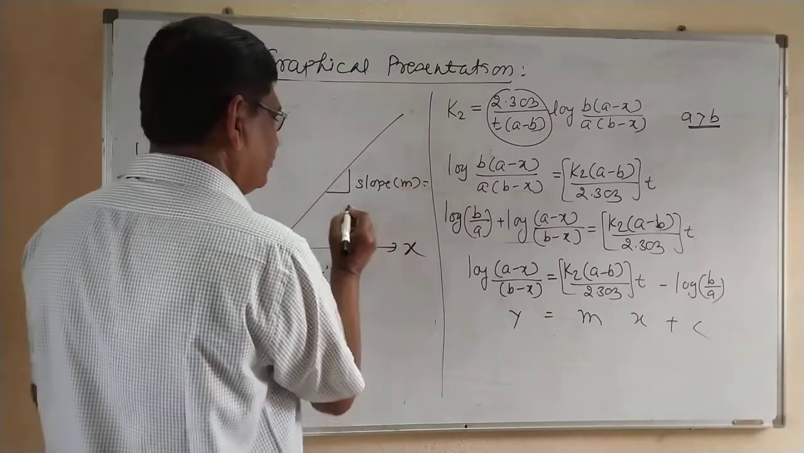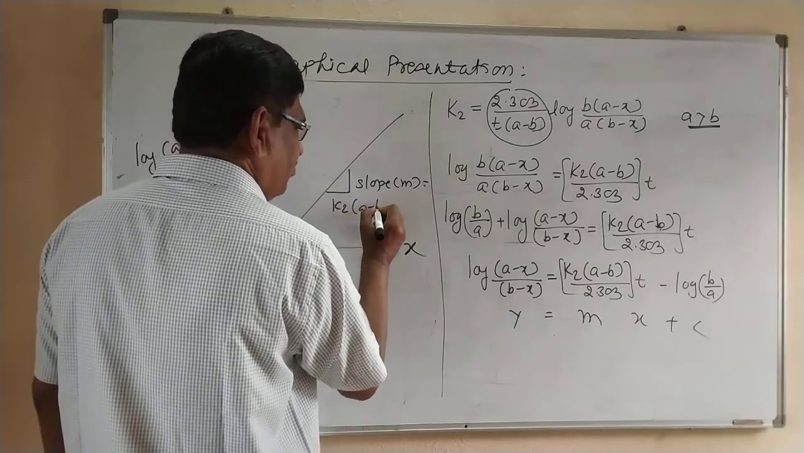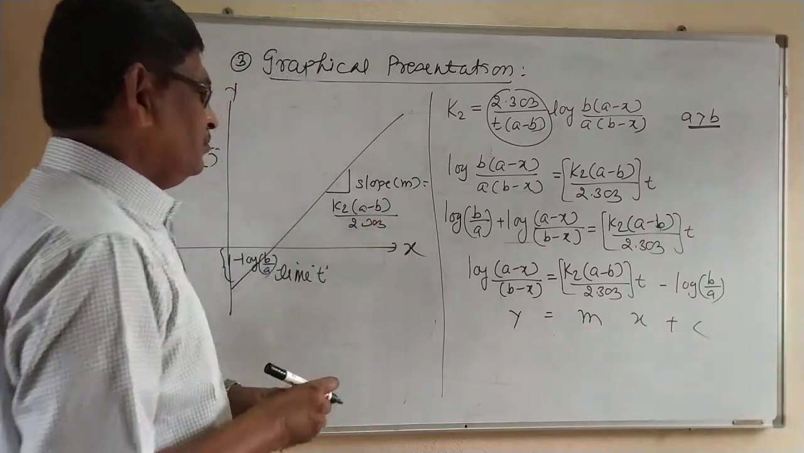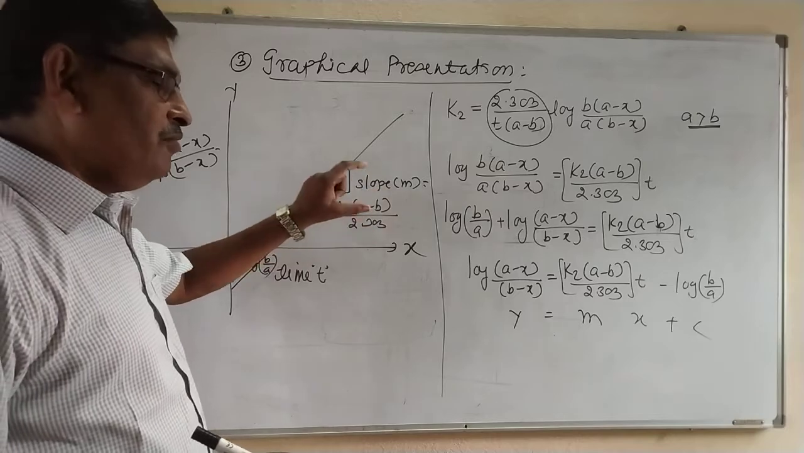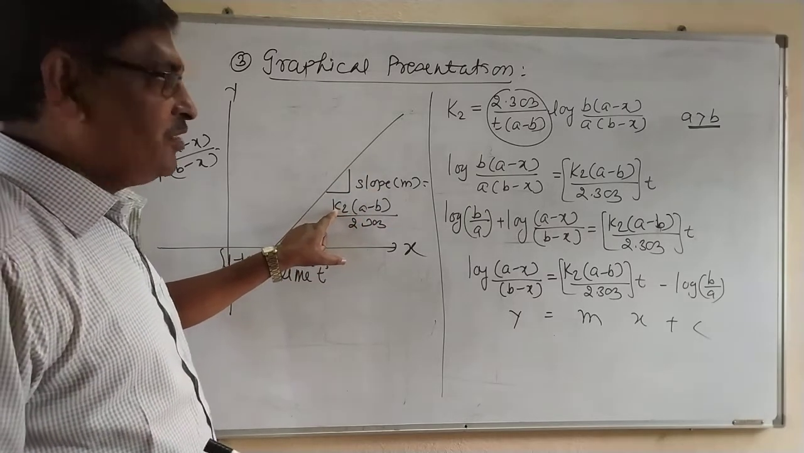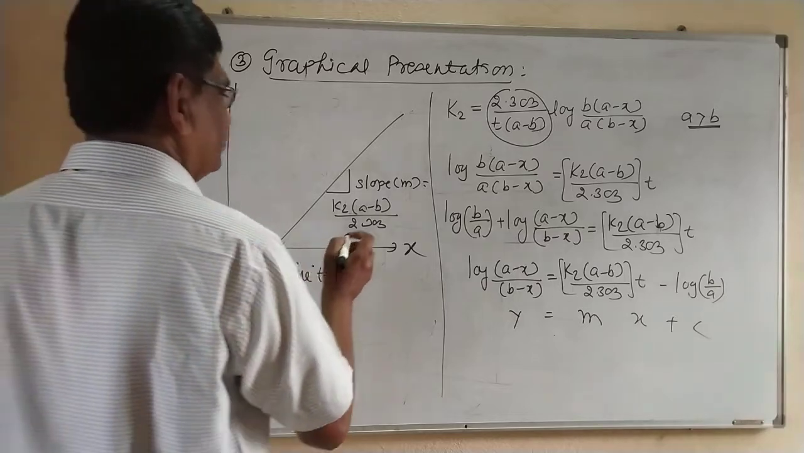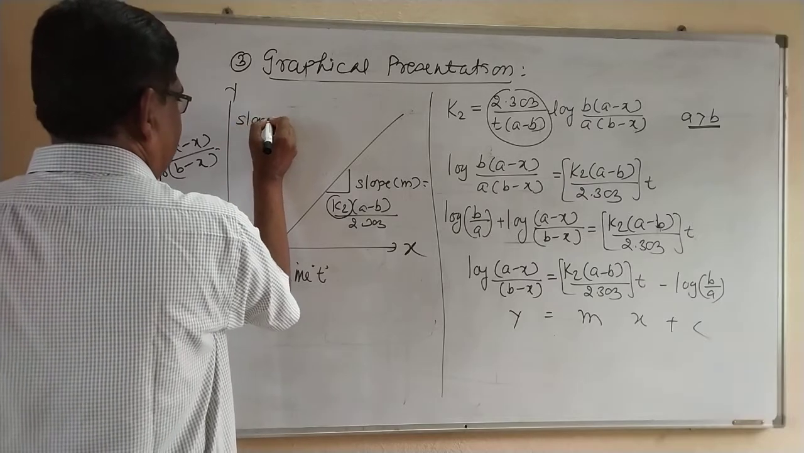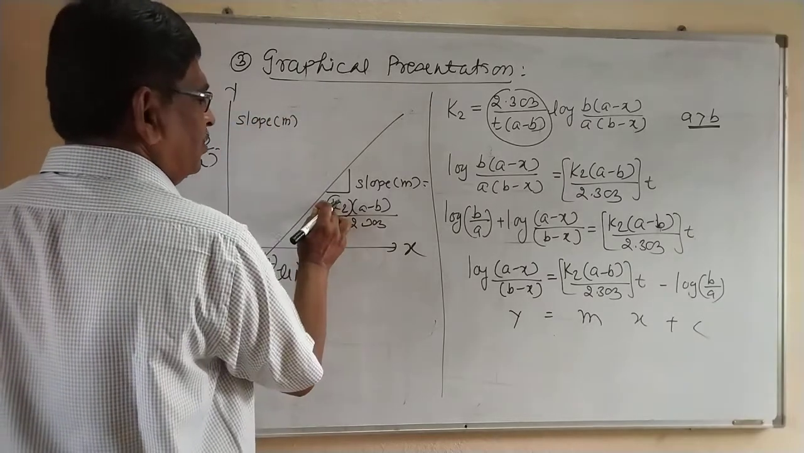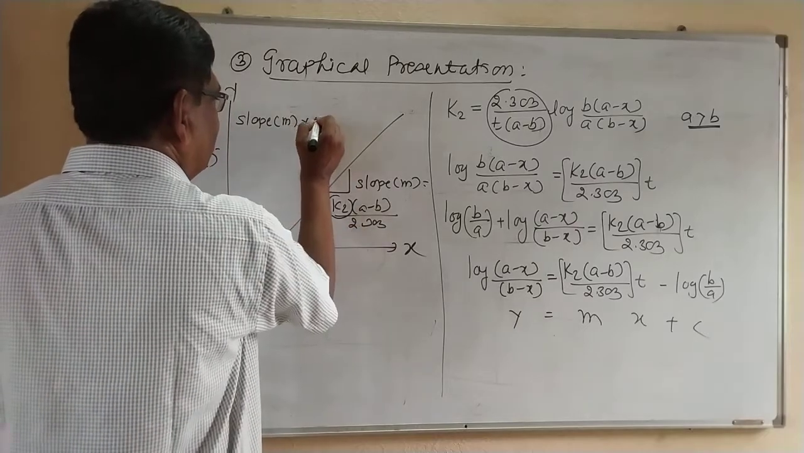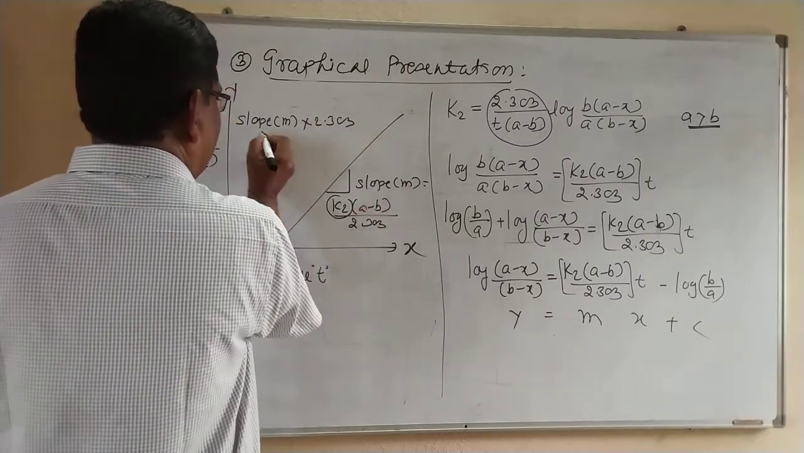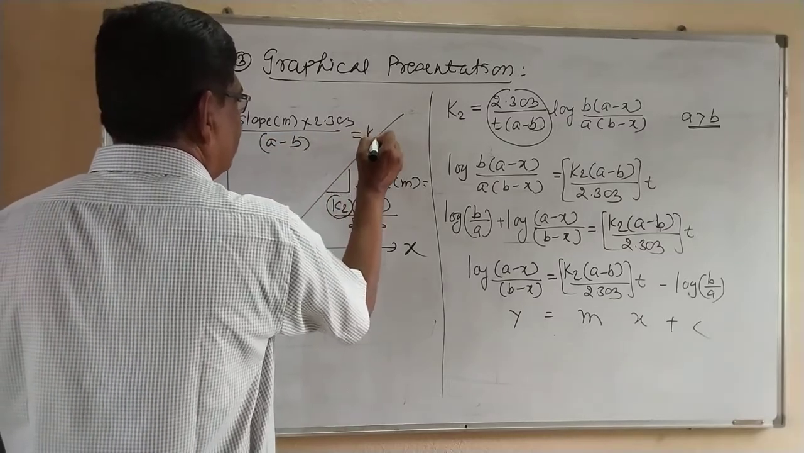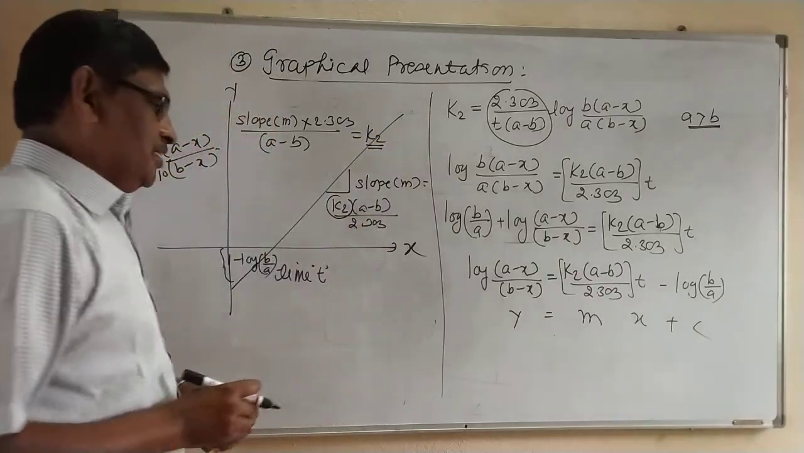is equal to k2 into a minus b upon 2.303. If the slope is known, then we can find the value of the rate constant. How can it be calculated? Slope into 2.303, divided by a minus b, is equal to the rate constant of this reaction.